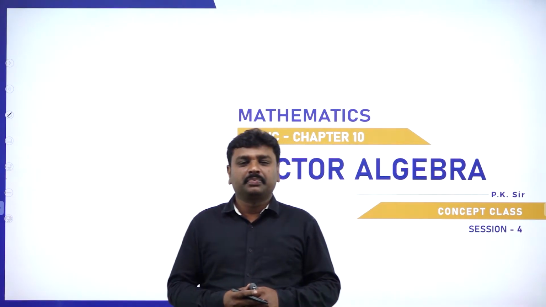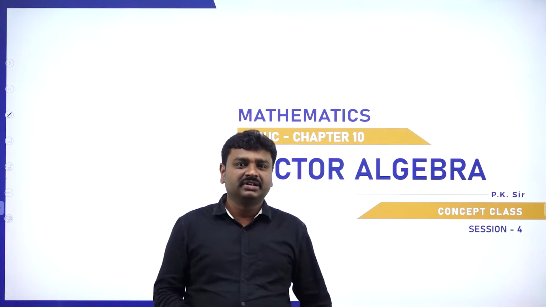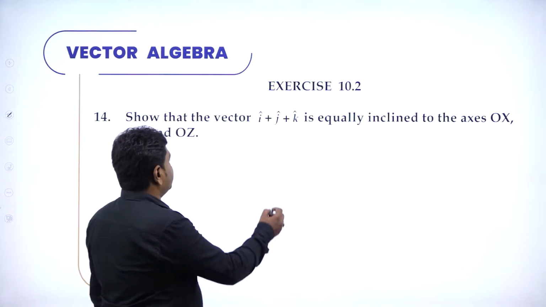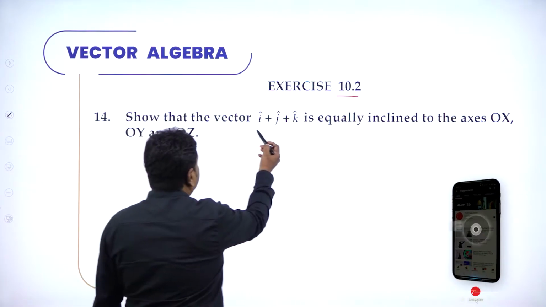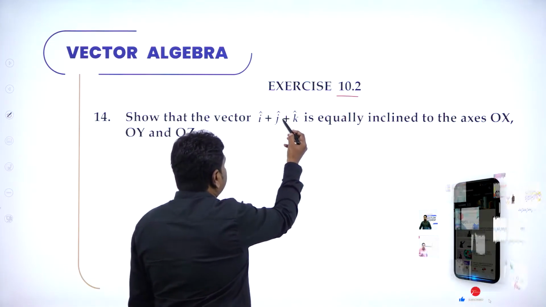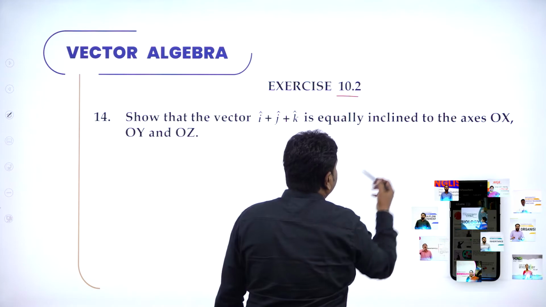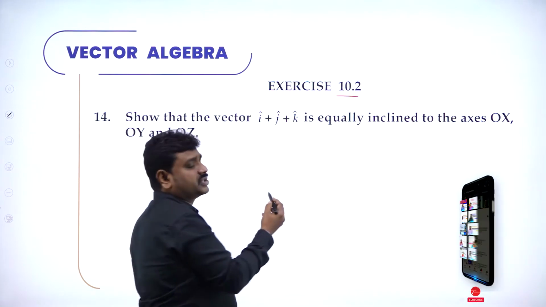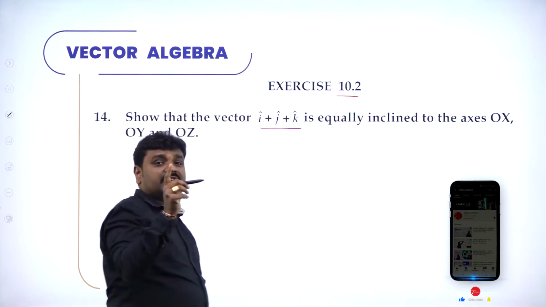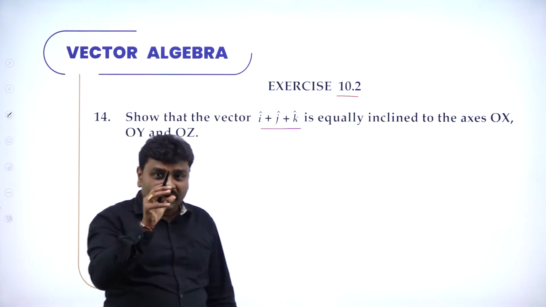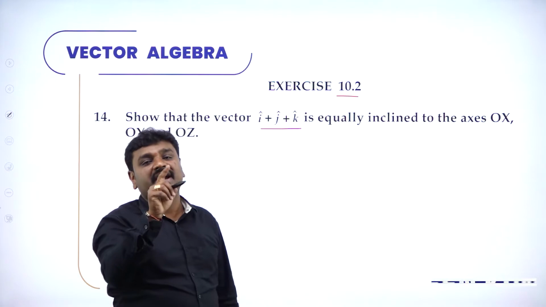Today we will go ahead with the problems of vector algebra. So exercise 10.2, we have an interesting question. Show that the vector i plus j plus k is equally inclined to the axes, that is Ox, Oy, Oz. Means this vector you need to prove is equally inclined with x, y and z axis. Equally inclined means it makes the same angle.